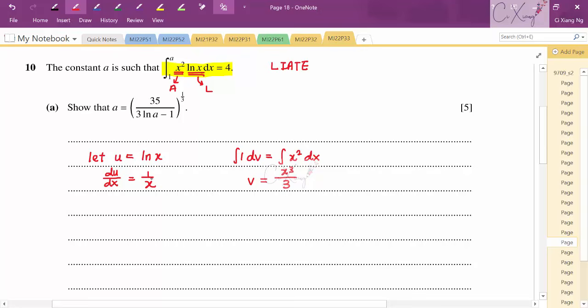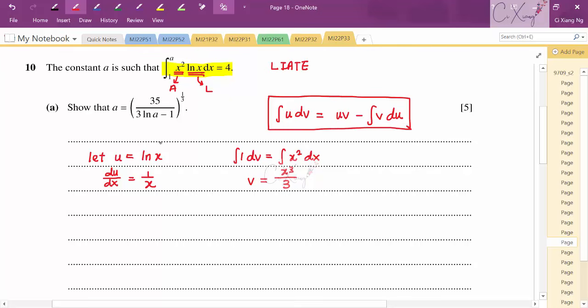Okay, so this is what we have. And now we have to apply the integration by parts rule. So what is the formula for integration by parts? Basically, if we want to integrate u dv, it is equal to uv minus the integral of v du. So we are going to apply this formula in our calculation here.